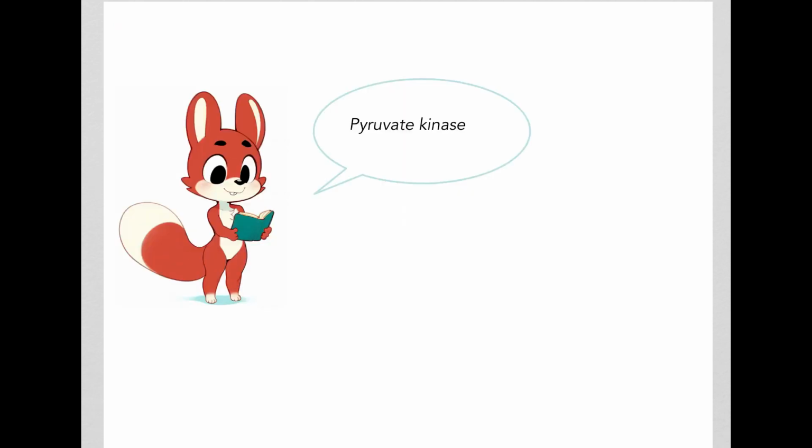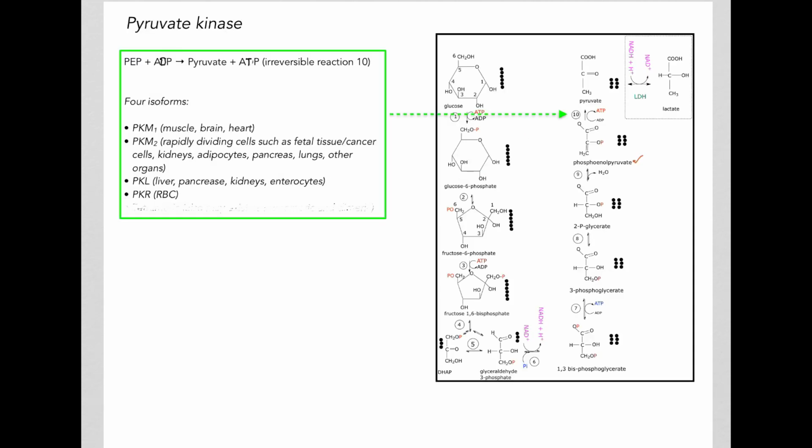Now let's look at another glycolysis enzyme, and this is pyruvate kinase. Pyruvate kinase catalyzes the irreversible step of glycolysis, which is reaction 10, shown here. The reaction is between phosphoenol pyruvate and ADP. The products that are formed include pyruvate as well as ATP.